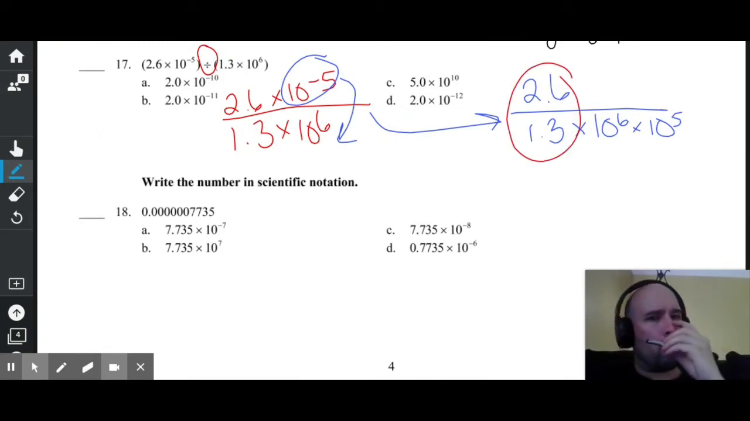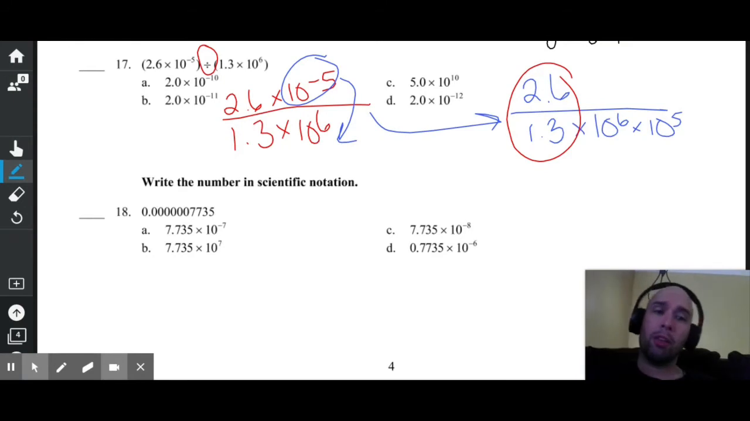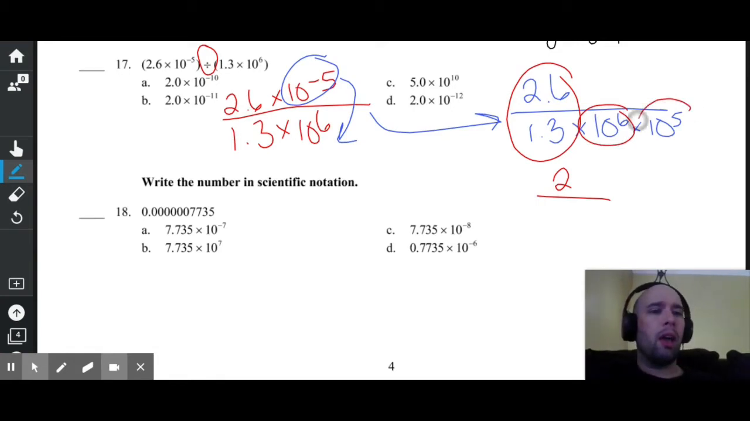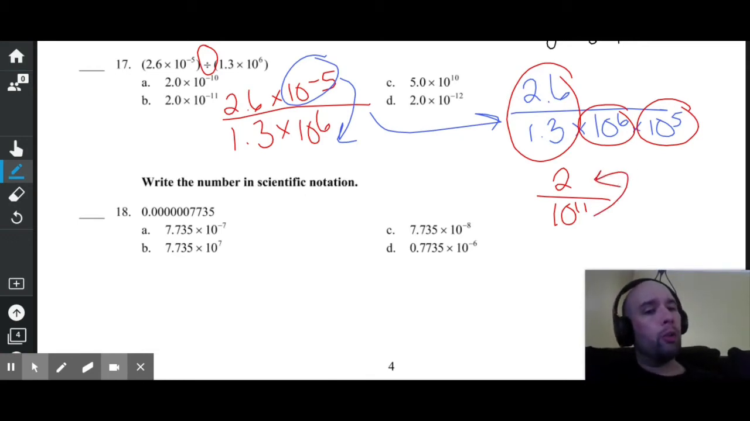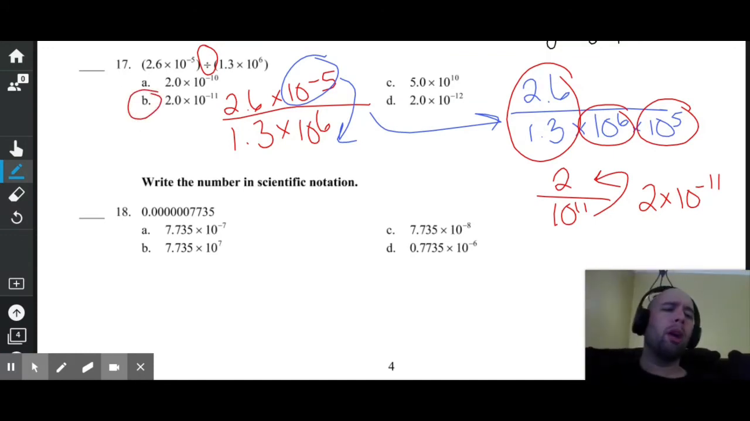2.6 divided by 1.3 is the same thing as doing 26 divided by 13, which is 2. And if I have 6 tens and 5 tens, I have 11 tens. And if I want to write that in scientific notation, I have to bring that back up here, which means I have to make it negative again. And that gives me B. Again, a problem where a calculator would be so much more necessary, but we're doing this without a calculator.